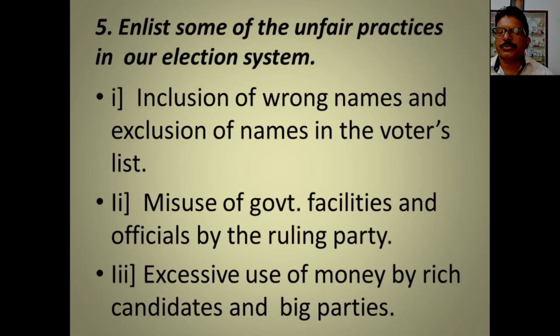Now let us come to the fifth question. List some of the unfair practices in our election system. The first one we told you while discussing the election process: the reservation of how constituencies are earmarked. The second one is how the voters list is prepared. In the voters list, wrong names are sometimes included, and exclusion means removal of names in the voters list.